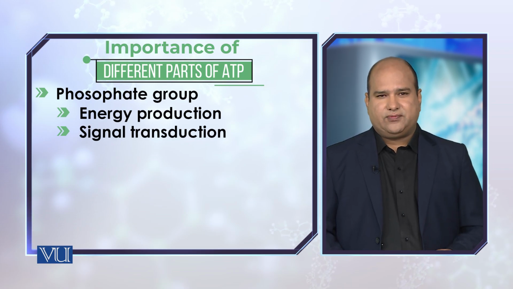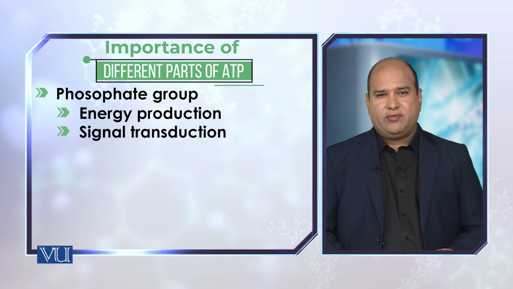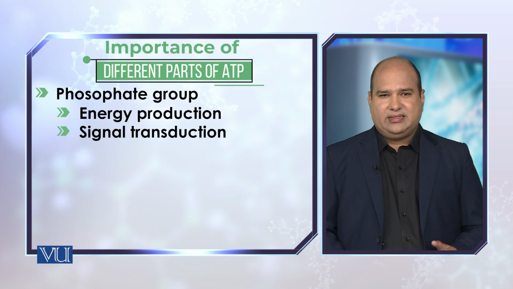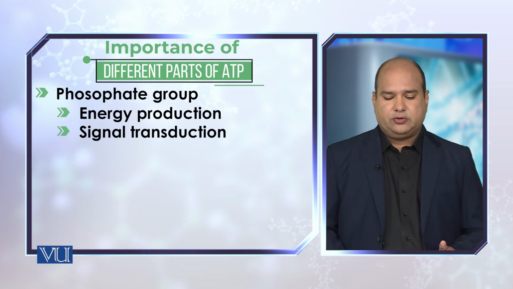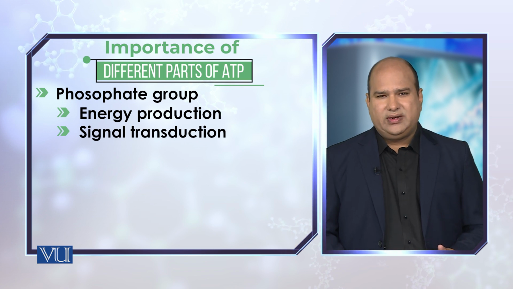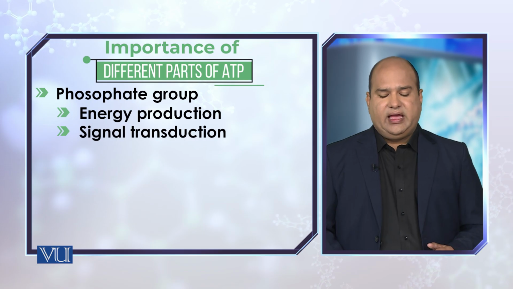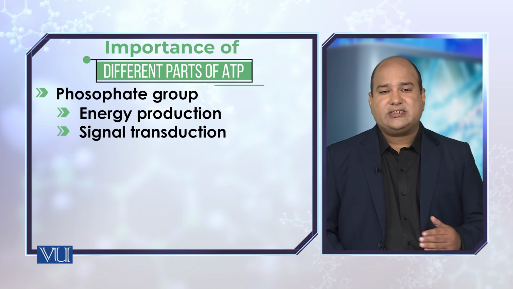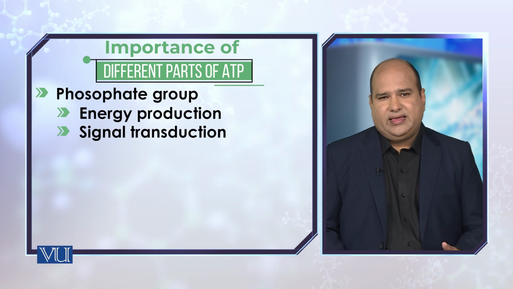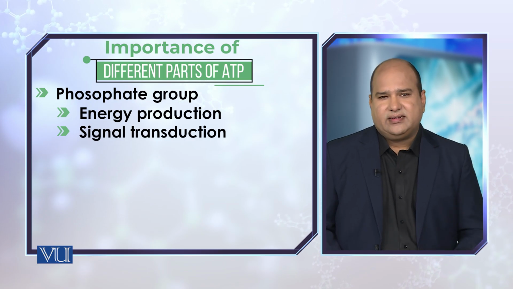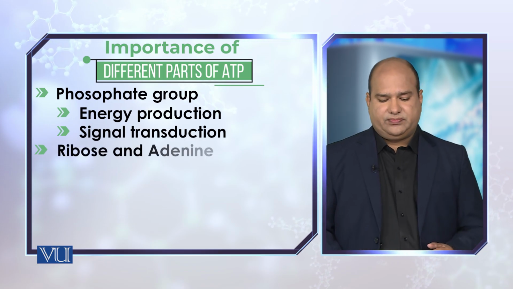First is of course the phosphate group. The phosphate group is involved in the production of energy. The energy produced by ATP is mainly by the phosphate group. Not only this, the phosphate group is also involved in signal transduction. Signal transduction is the way the cells communicate with their outer environment or even their inner environment.